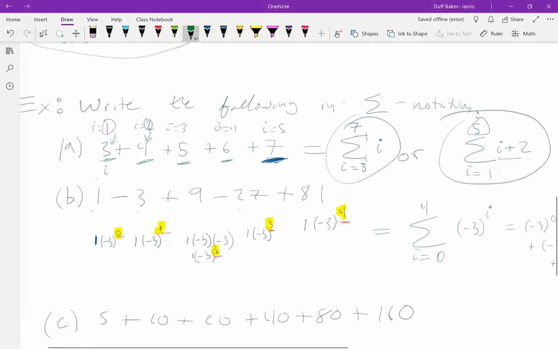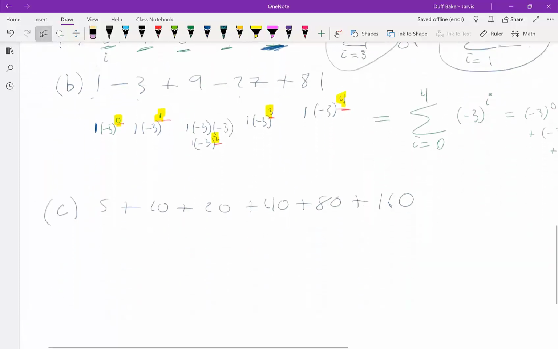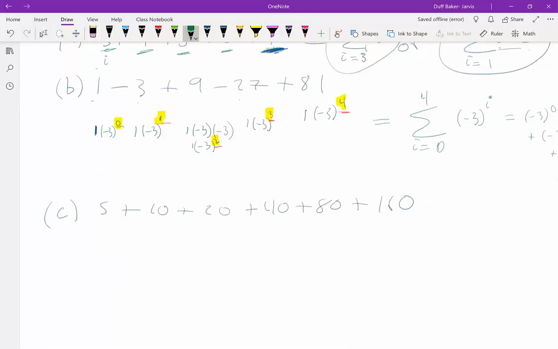So yeah, it takes a lot of practice to get your thinking around this, but it's actually a very useful thing for calculating stuff. For the last one, what do we see? We see it has sort of a similar pattern. Like instead of just going up by a certain amount, it's doubling each time, right?